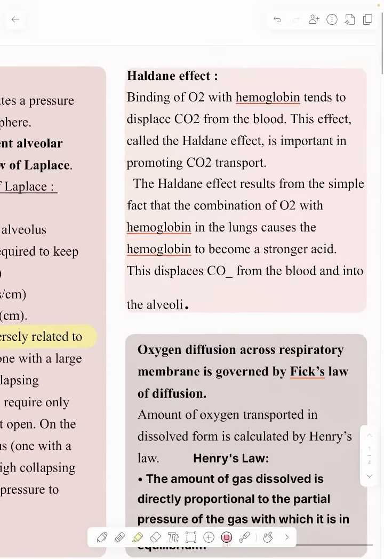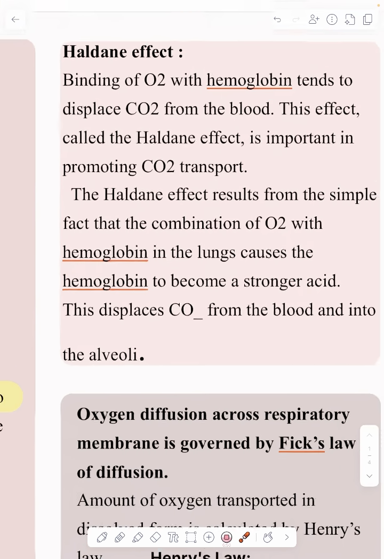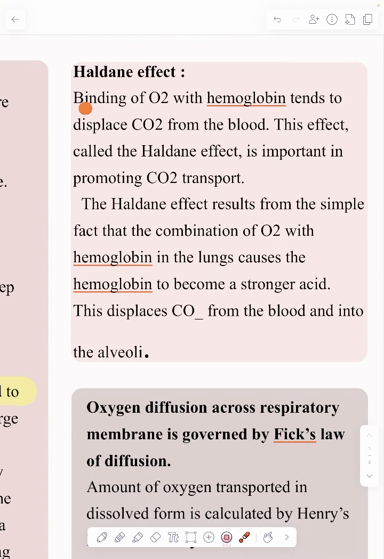Again, we have come to an effect, that is the Haldane effect. What does this Haldane effect say? Binding of oxygen with hemoglobin tends to displace carbon dioxide from the blood. This effect is called the Haldane effect, and this is important in promoting carbon dioxide transport.